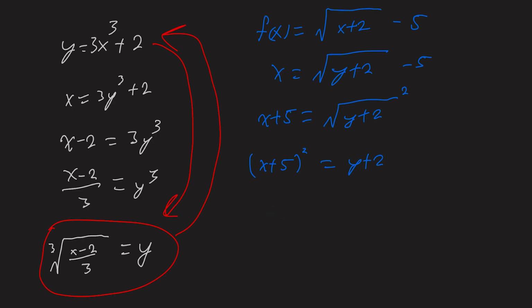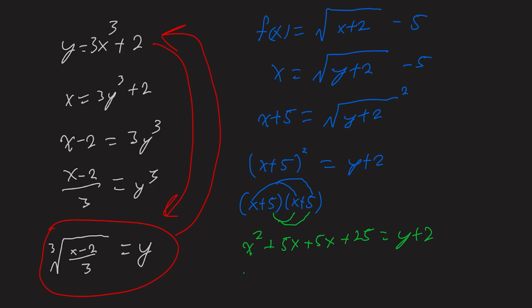X plus 5 squared, if we FOIL it out, it's going to be x plus 5 times x plus 5. And we're going to do x times x, then x times 5. Then we're going to do 5 times x, then 5 times 5. So that's going to give us x squared first, then plus 5x. Then 5 times x is going to be plus another 5x. Then 5 times 5 is going to give us 25, equals y plus 2.